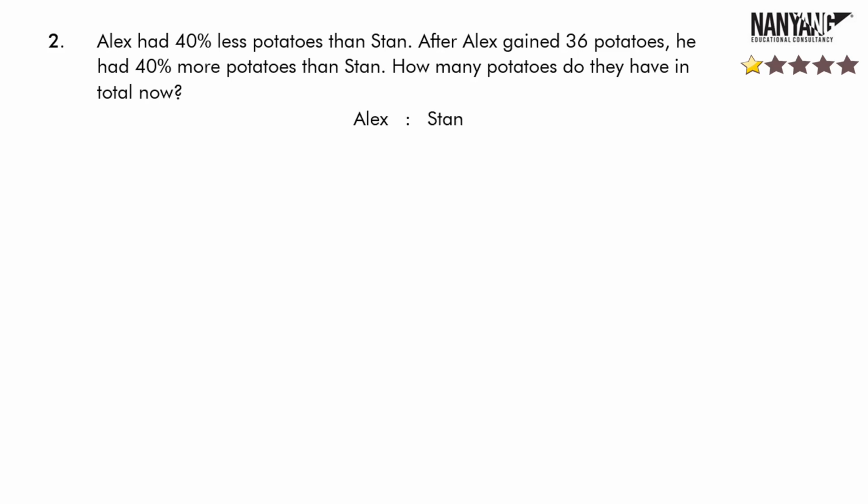Alright, so first we write down the ratio of Alex and Stan. Before, it will be 3:5 because Stan is 100% and Alex 60%. After that, Alex gained 36 potatoes, so that's our change. And after that, our ratio will be 7:5. Now notice that in this entire exchange, Stan remains the same. What a coincidence. In both before and after, we already have 5 parts, so we don't have to equate them.